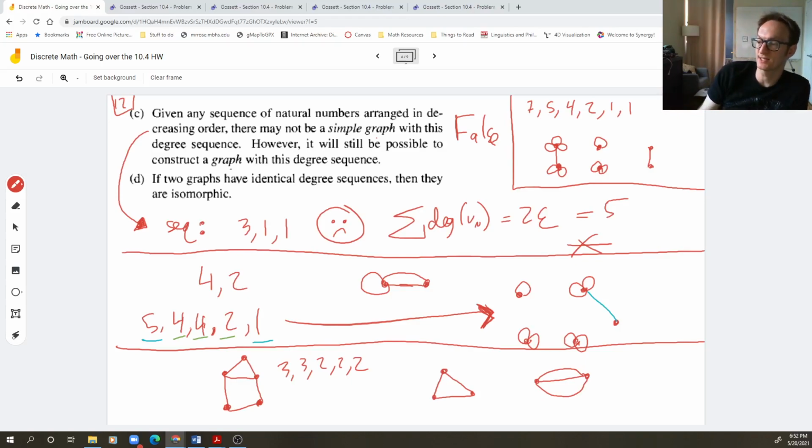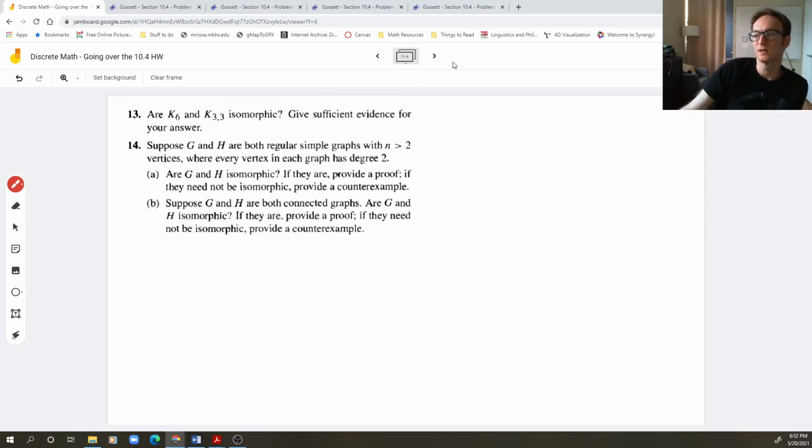So yeah, this is a disconnected graph, which is also a multigraph, which has degree sequence 3, 3, 2, 2, 2. Okay, are we almost done? Please. Are K6 and K3 isomorphic?